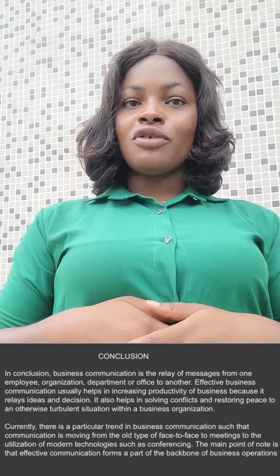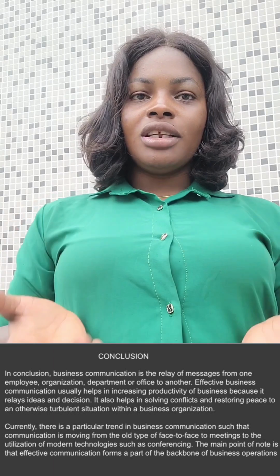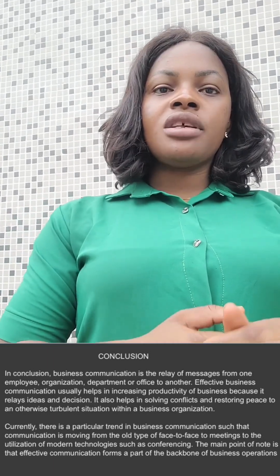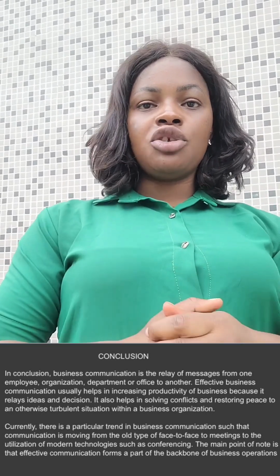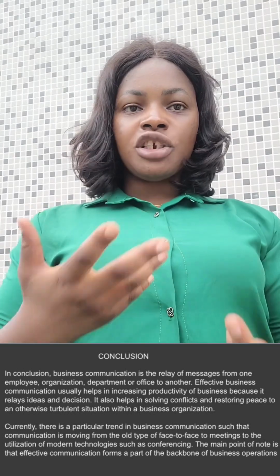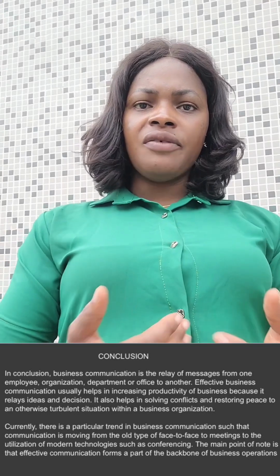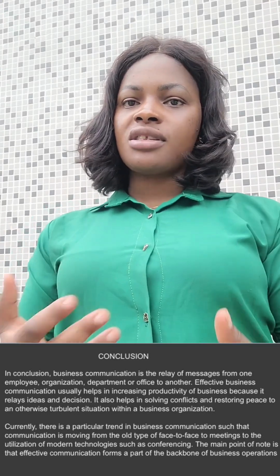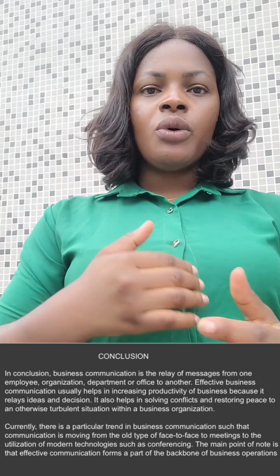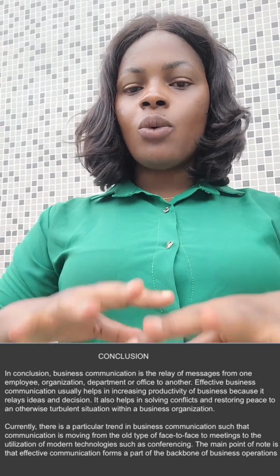Now, four main types of business communication: upward communication, downward communication, lateral communication, external communication. Business communication refers to the exchange of information between people within a business organization with the goal of achieving specific objectives related to business activities. Effective business communication is essential for the success of an organization. It helps to establish and maintain relationships with employees, customers, suppliers, stakeholders, and the wider community.